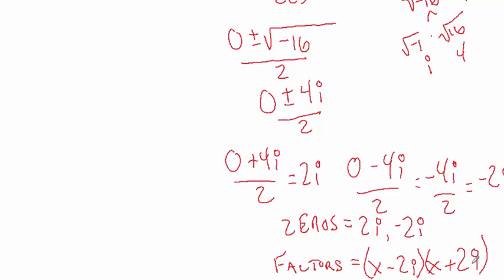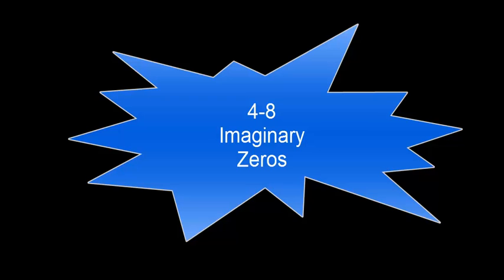Alright, so we always have zeros, we always have factors. Sometimes, though, they can be imaginary if our graph is not crossing through the x-axis, like this.